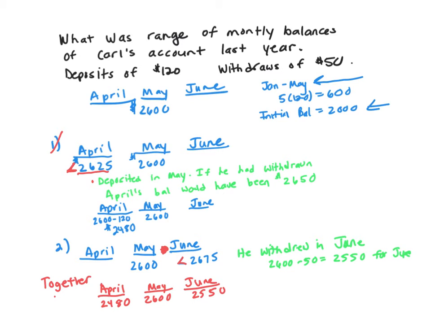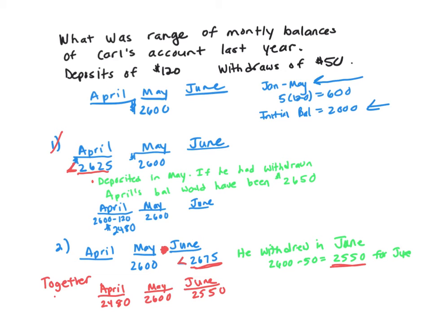because if there was a deposit, the next balance would have been $2,600 plus 120, and that would have been $2,720, and the balance is less than $2,675. So we know he withdrew. Then we know that June's balance would be $2,600 minus 50, which is $2,550.